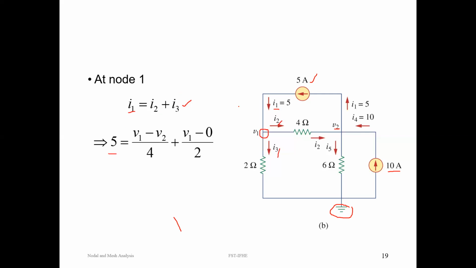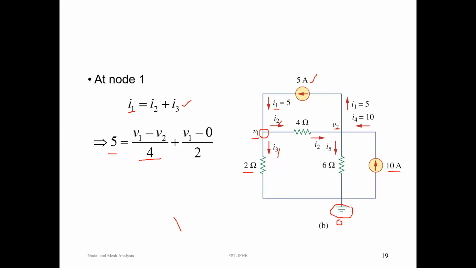What is I2? I2 is the current flowing from V1 to V2. Assuming V1 is at higher potential and V2 is at lower potential, the current flowing through 4 ohms is V1 minus V2 divided by R, that is, V1 minus V2 by 4. Whereas I3 is the current flowing from node voltage V1 to ground. The ground potential is 0. Therefore, the current flowing from higher potential to lower potential is V1 minus 0 by 2 ohms. So we have identified node voltage V1, applied KCL at V1, and represented the currents with respect to their node voltages.